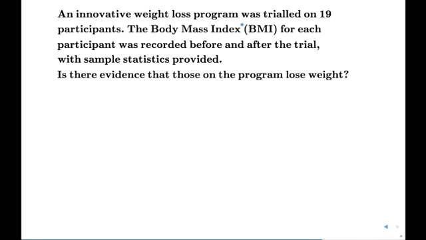In this case, we'll just look at how the program went for weight loss. A number of overweight people joined the study, and their body mass index, their weight divided by the square of their height, was calculated before they entered the program. I think it was a 12-week program, and the BMI was recorded afterwards as well to see what change they had. Sample statistics are provided, I'll show you those in a second. The question is: is there evidence that those on the program lose weight?